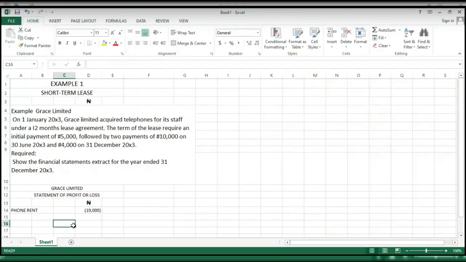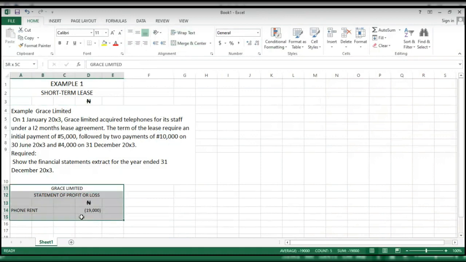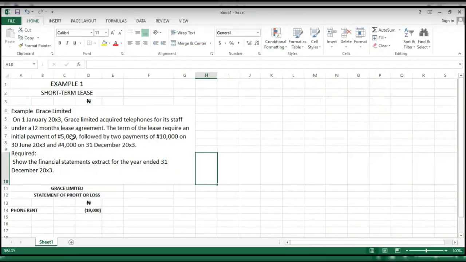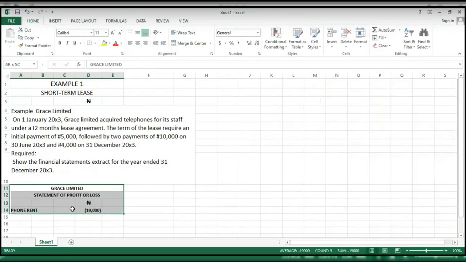So this is just this. It's a short-term lease. It's an expense. It will be done once for the period. So that's it. That's how this is done. It's as simple as this. This one is simple and direct. It's a short-term lease. We are trying to look at how a short-term lease should be treated, and this is how it should be treated for the period.